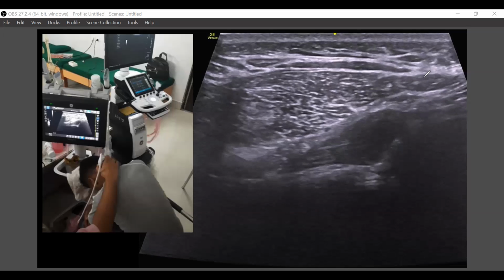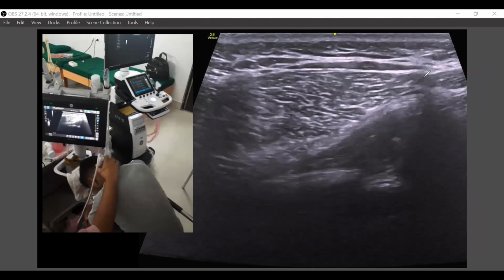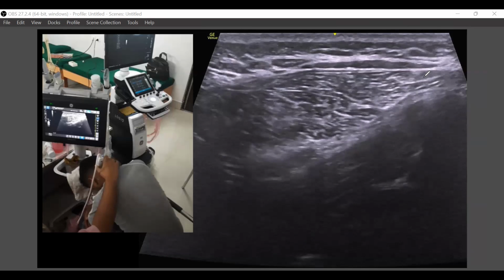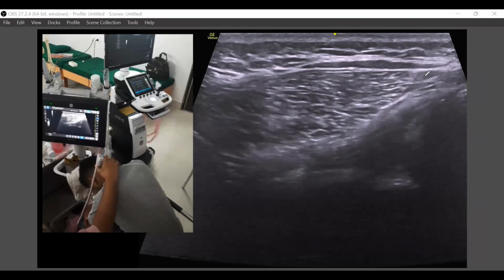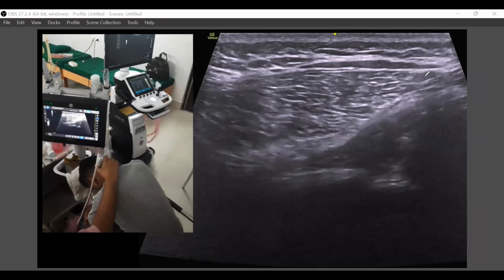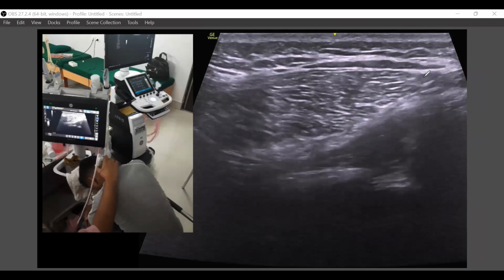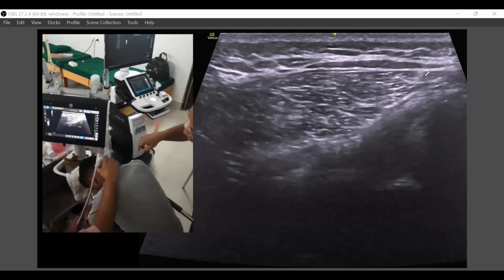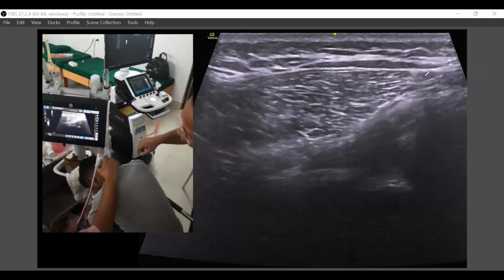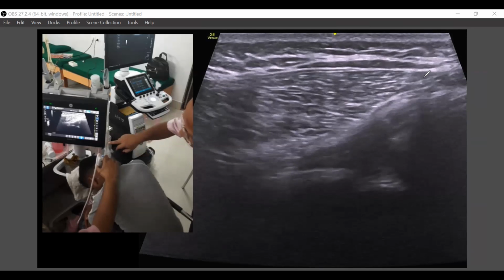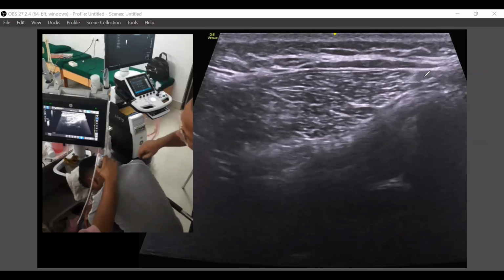So what I am doing, I am tilting the probe. And you can see the greater occipital nerve in between the fascial plane. Just in the middle of my screen, just round shaped, which is going up and down when I'm tilting the probe. Can you appreciate that? I'm freezing it here.